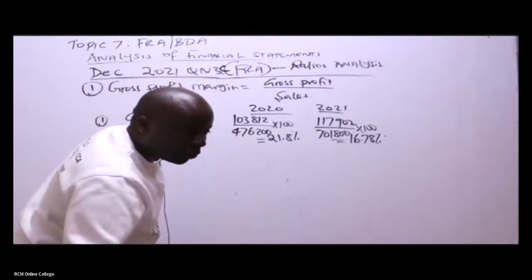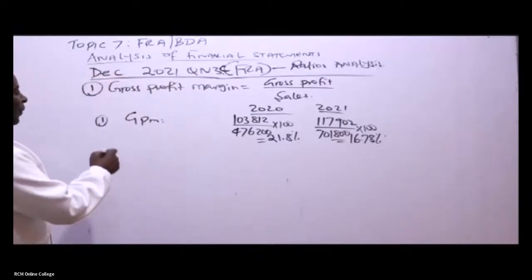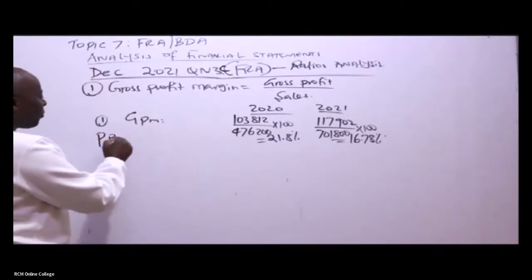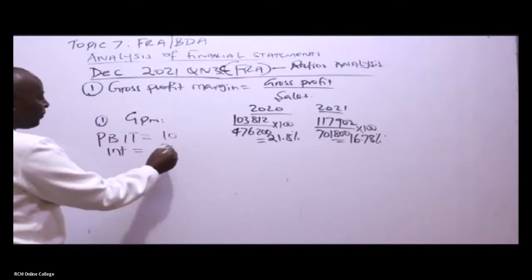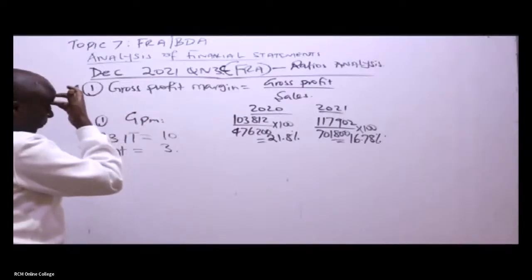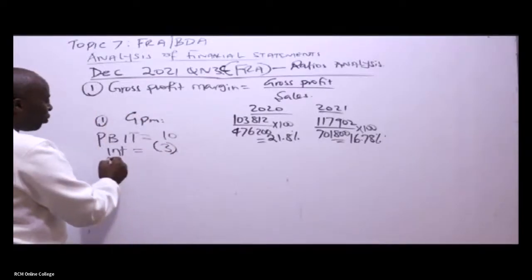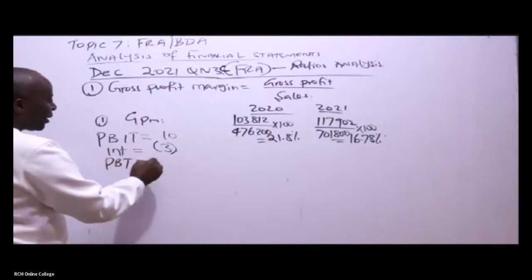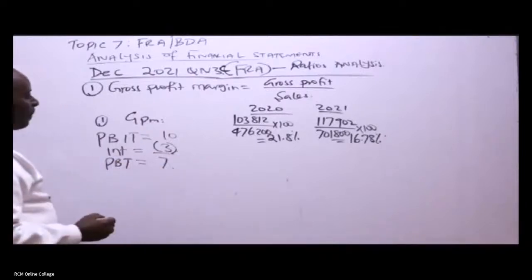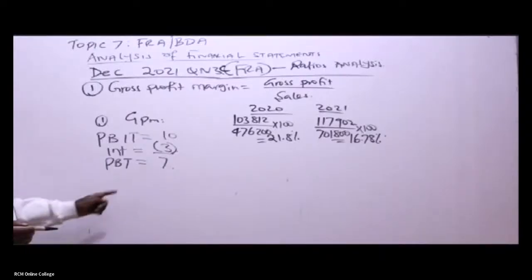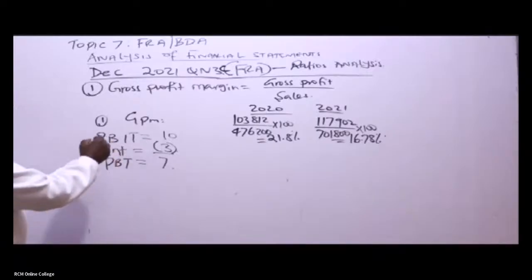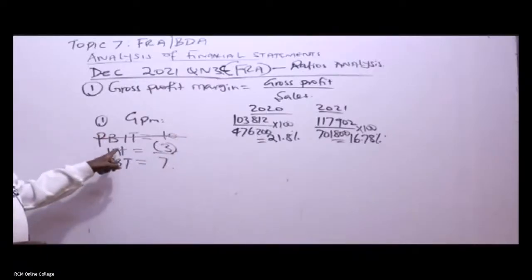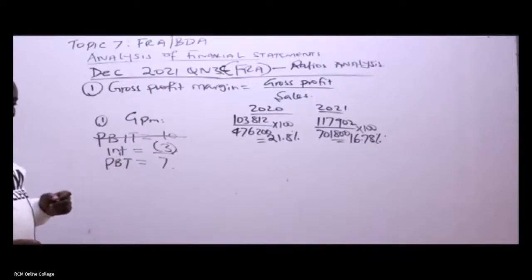So first of all, assuming you are given profit before interest and tax of say 10, then you are given interest of 3. So you subtract this, and you get what we call profit before tax of 7. Now the examiner, instead of giving you PBIT, has given you the interest and PBT. So the question will be, how do you change PBT to PBIT?